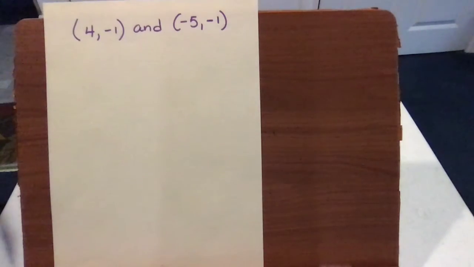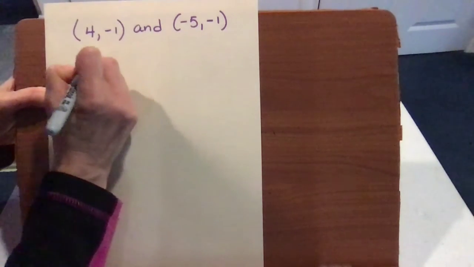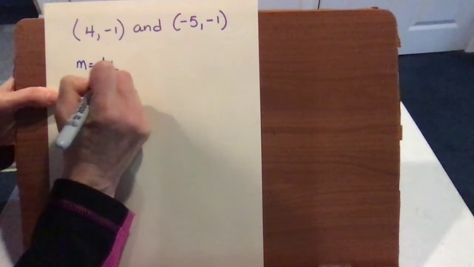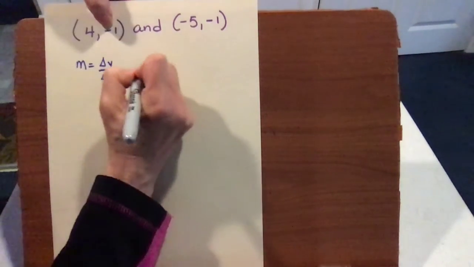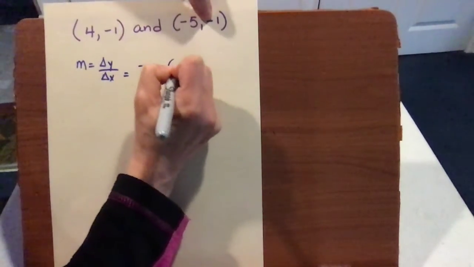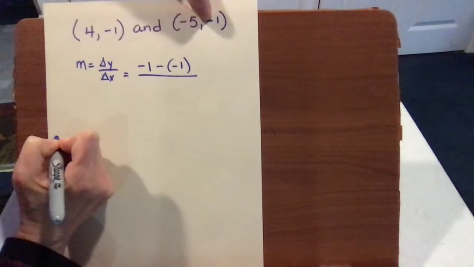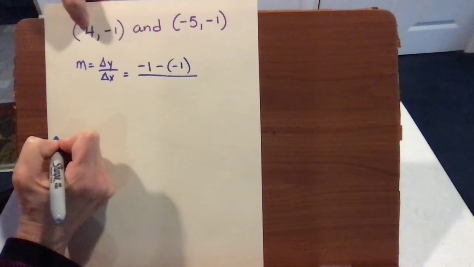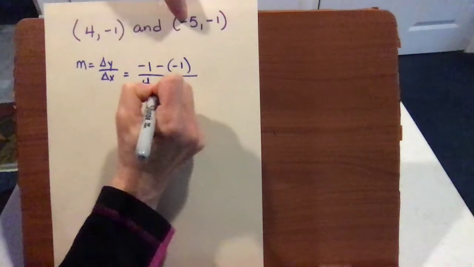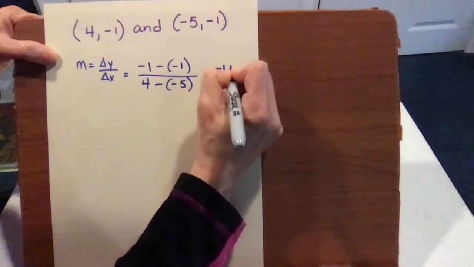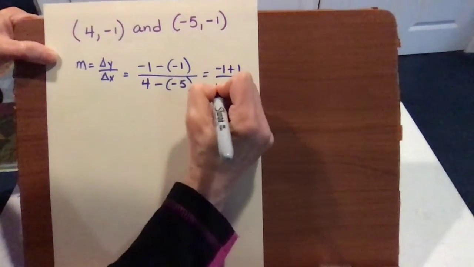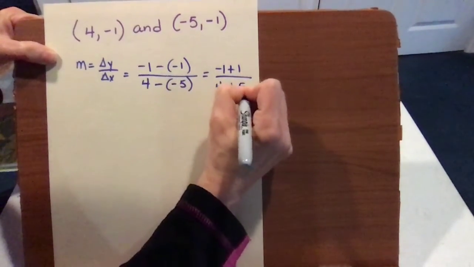All right, let's try this one. We've got slope equals the change in y over the change in x. Again, I'm going to work left to right because I prefer that. It's just easier. I don't forget anything. So -1 for my y minus -1. Be careful here. 4 minus -5. Well, -1 minus a negative is +1. 4 minus a negative again is plus, and that's 5.